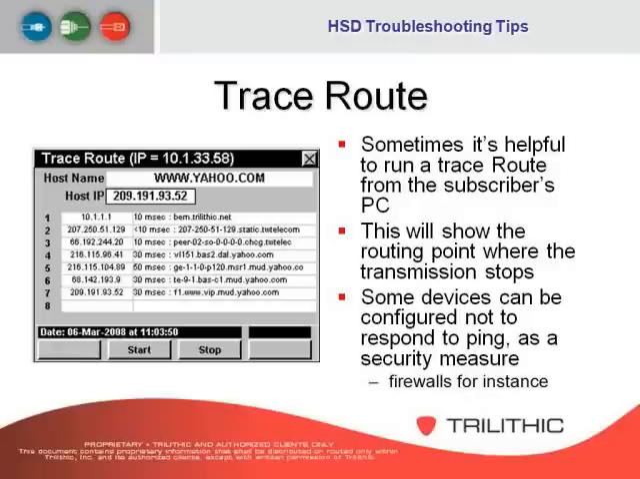Sometimes it is helpful to run a trace route from the subscriber's PC. This will show the routing point where the transmission stops. Some devices can be configured not to respond to a ping as a security measure, like firewalls, for instance. This is why it is important to know what IP address to ping for your test. I recommend a device located near your CMTS. That way you can test to that location to see if it is a problem on your network.